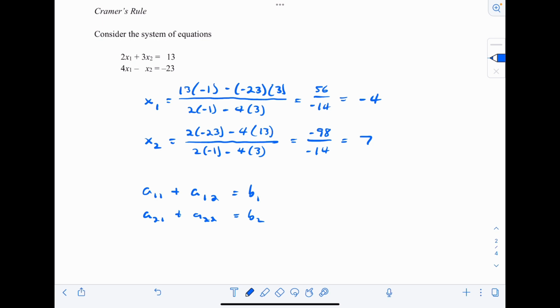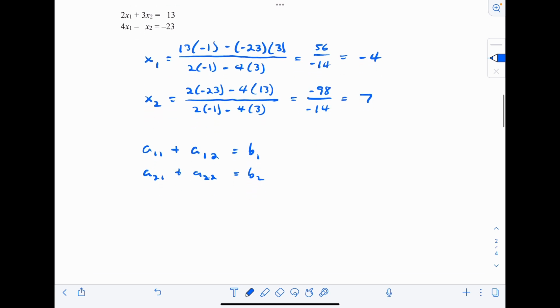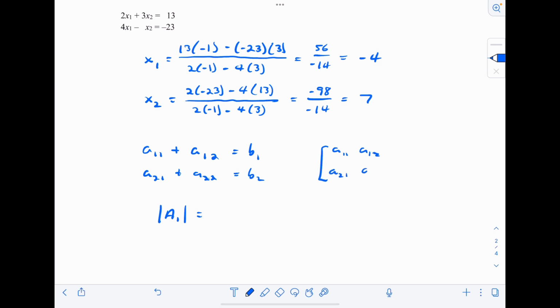But just focusing on those as numbers, what we're going to do is find what's called the determinant of A1. In other words, I'm going to take the coefficient matrix. If I ignore the b's for a minute, I take the coefficient matrix a11, a12, a21, a22. And for the determinant of A1, I'm going to replace that first column with the b values. So I'm going to find the determinant using b1, a12, and b2, a22.